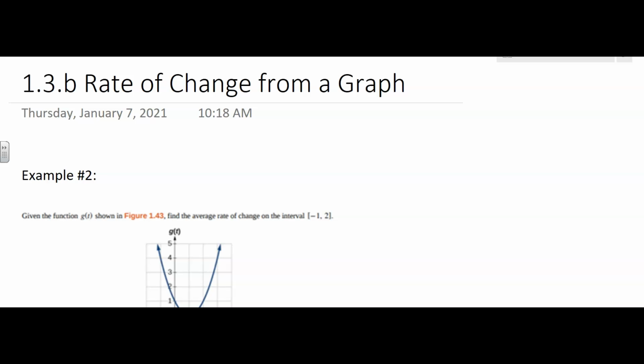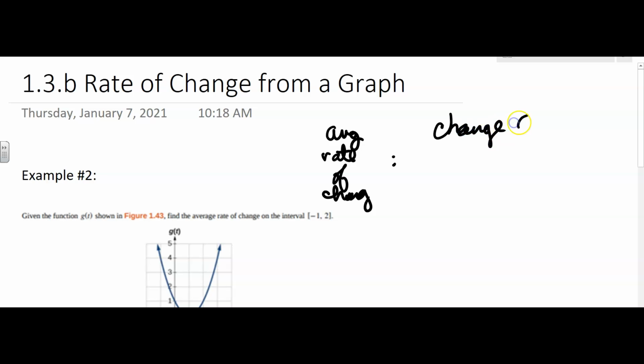Okay, so in the last example, they gave us a table to find the information. They can also give us a graph to find the information. But what we want to remember is average rate of change is change in output over change in input. I should use the delta.